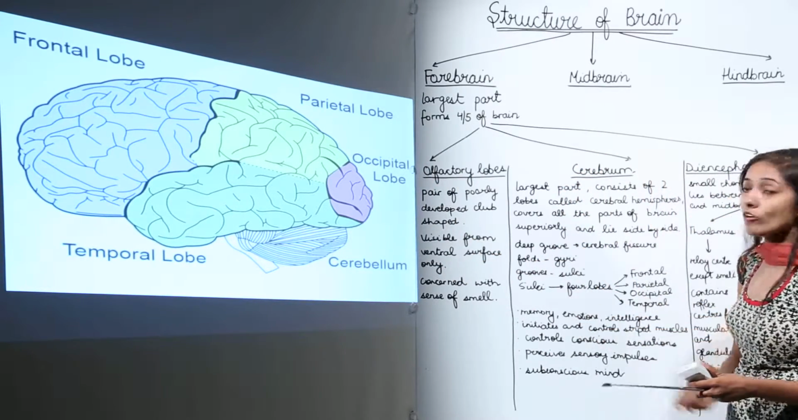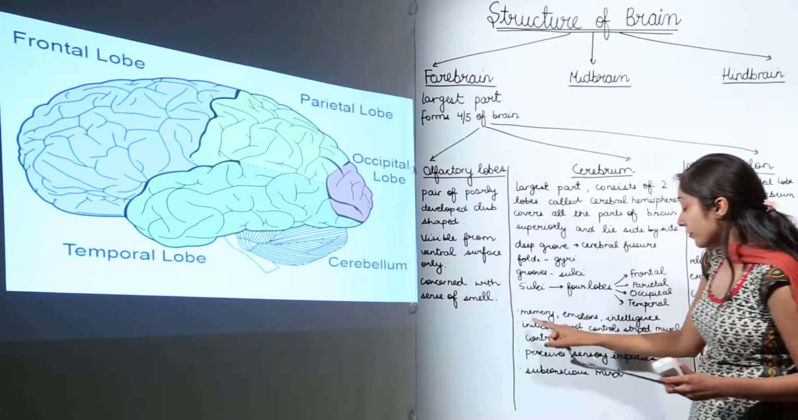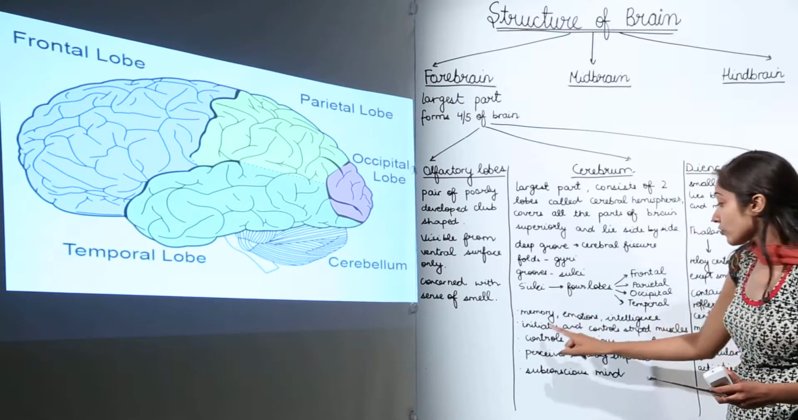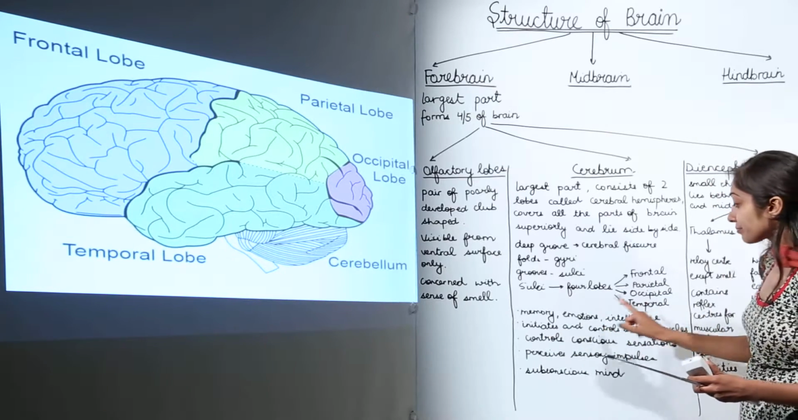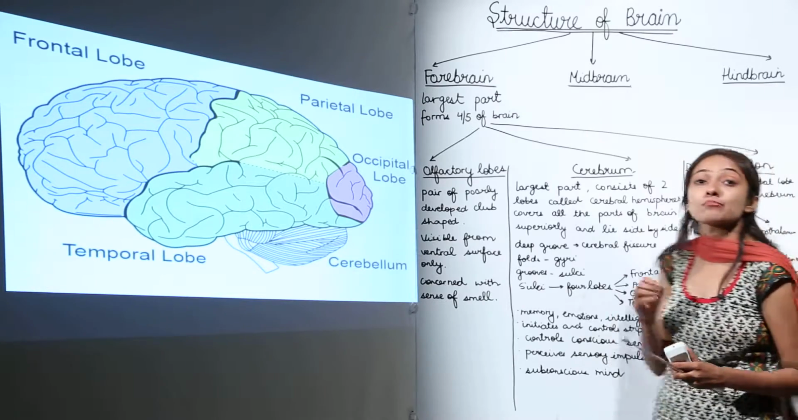What are the functions of the cerebrum? It relates to memory, emotions, intelligence, initiates and controls striped muscles, controls conscious sensations, perceives sensory impulses and the subconscious mind.